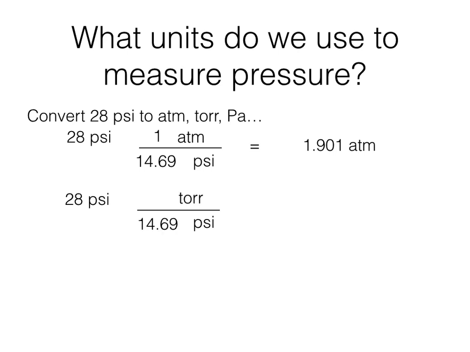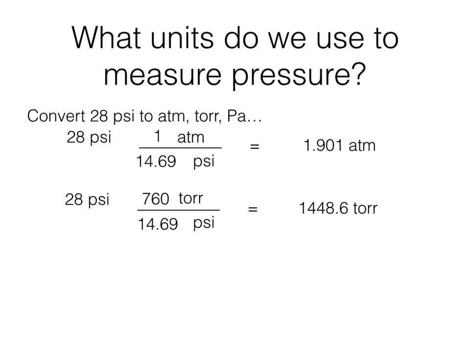We can also convert it to torr. So 14.69 psi is 760 torr. That's a conversion factor. The thing we're converting from is on the bottom. So it's 28 times 760 divided by 14.69 gives us 1,448.6 torr. Pause it here for a minute and try the last one.